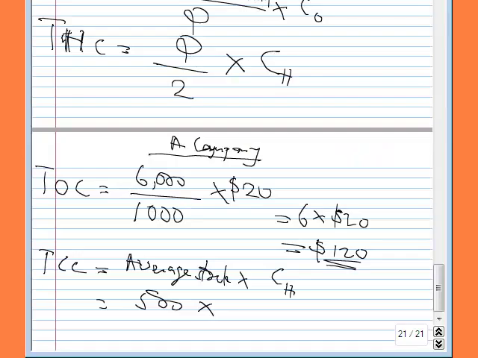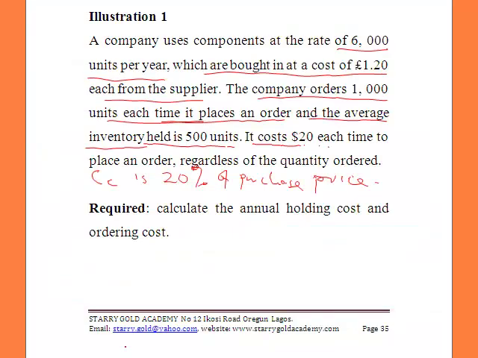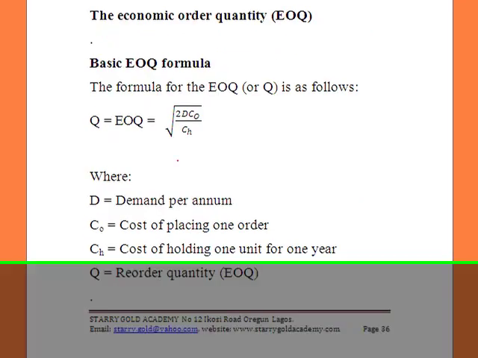20% of the purchase cost of $1.2, so 0.2 times $1.2, times 500. That's also $120. So that is the annual carrying cost. Okay, so let's move on.